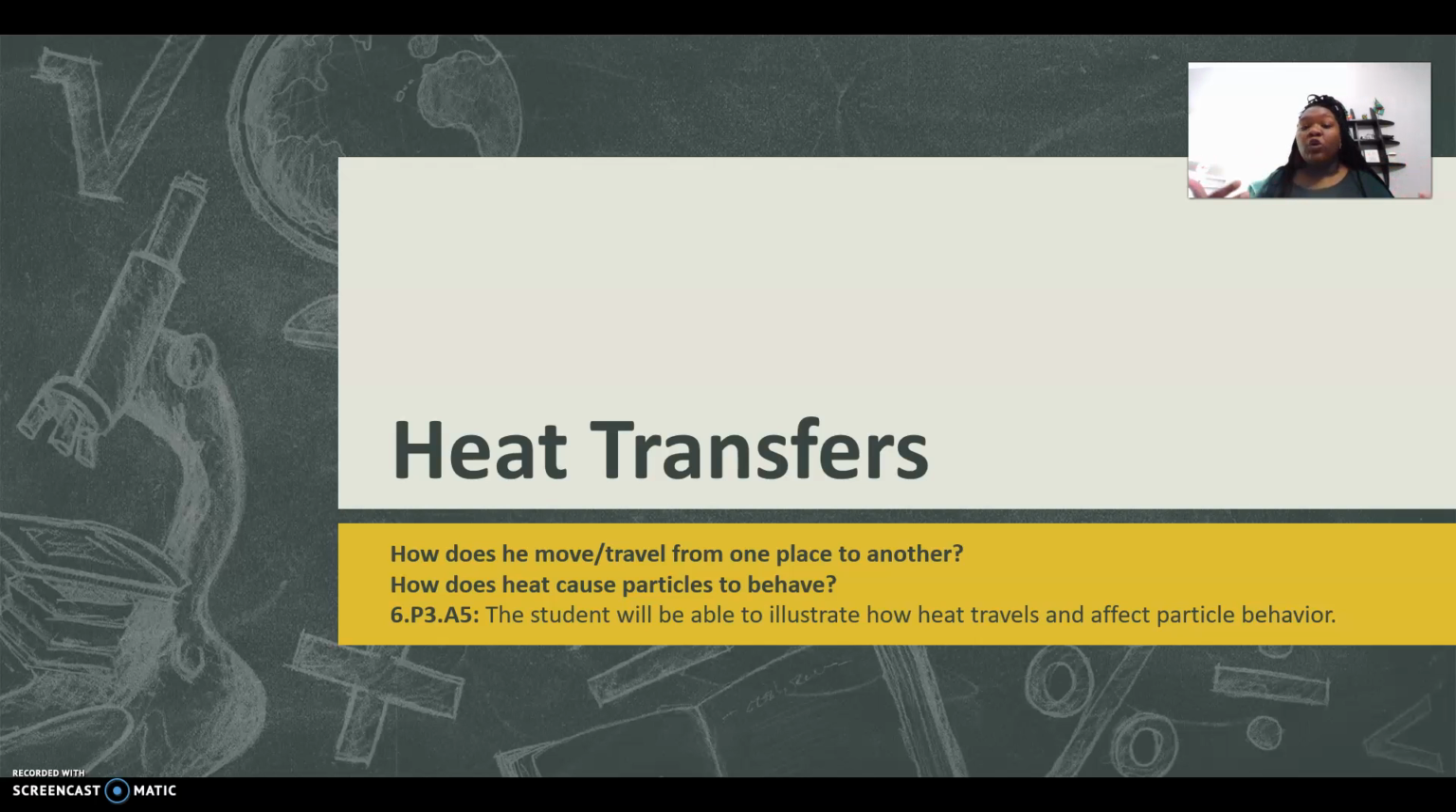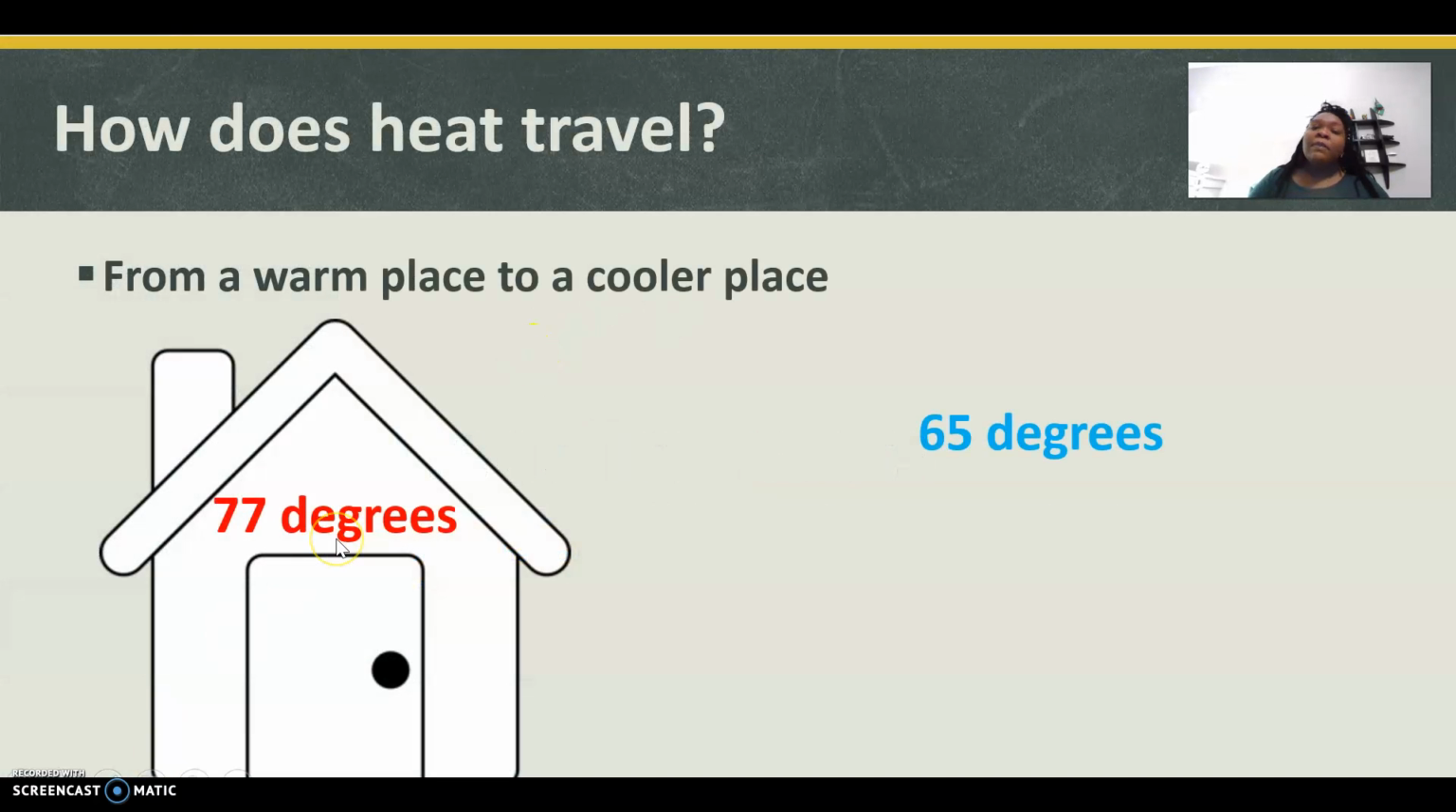Your objective for today is to be able to illustrate, to show Miss Neville in your own drawings and writings, how heat travels and affects particle behavior. So let's get started. Our first question that we need to write down in our notes, we'll also need to draw this picture, using the same colors Miss Neville uses. Feel free to pause this lesson as you get that done.